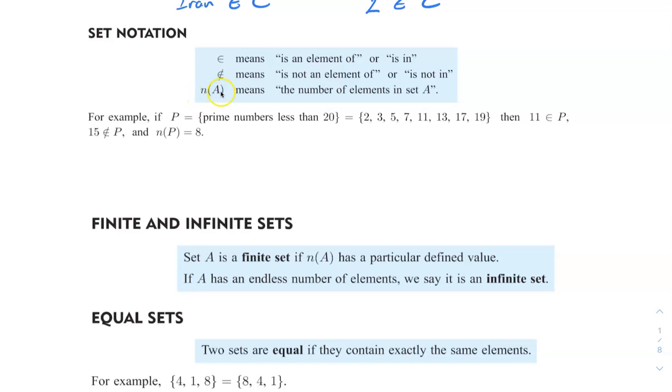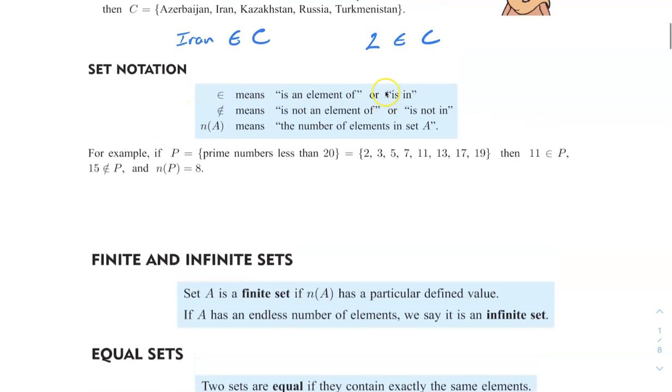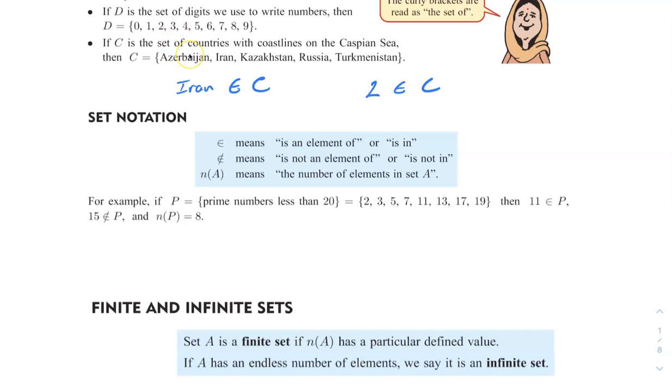The bars around the set mean the number of elements in that set. So in this case, the number of elements in C, if I was counting them, lets me know how many elements are in C, and that would be 1, 2, 3, 4, 5. So that's how you read that. That's how you do that set notation.